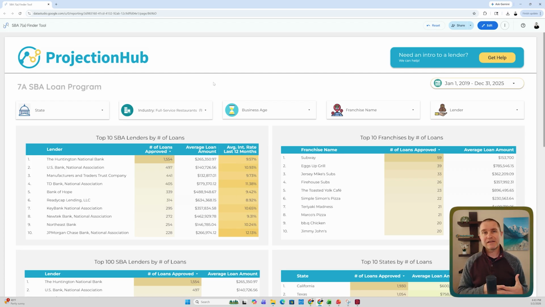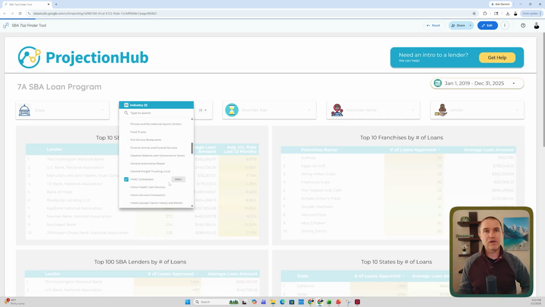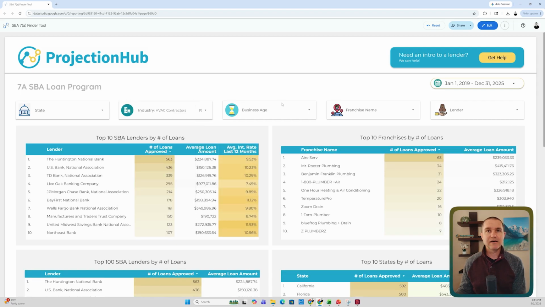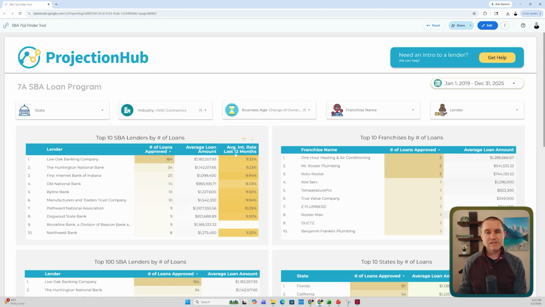There's a whole list of industries here. You can pick your particular industry. We're going to look at maybe HVAC contractors, which are pretty hot, especially with acquisition space right now. See HVAC acquisition loans in the 9s mostly. You see Old National Bank here showing up as 8.3. They're a lender I've done some work with, and they tend to have lower interest rates. So this is really interesting and useful. I hope that you're able to play around with this.